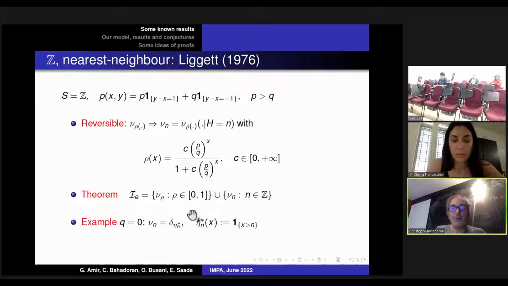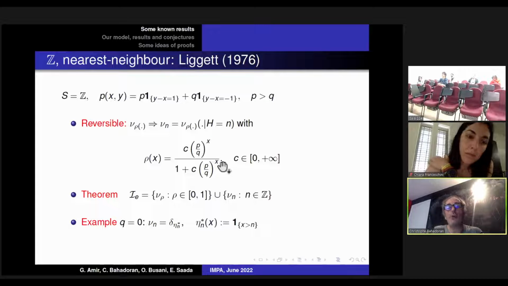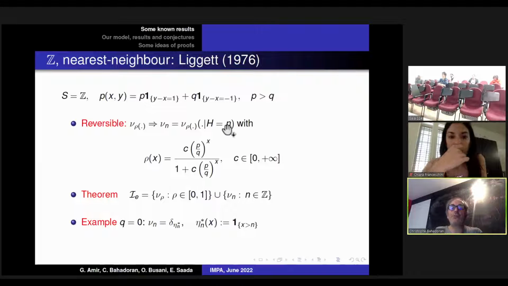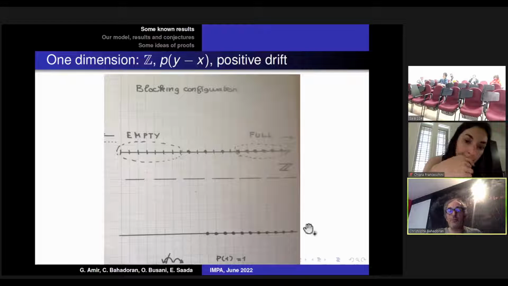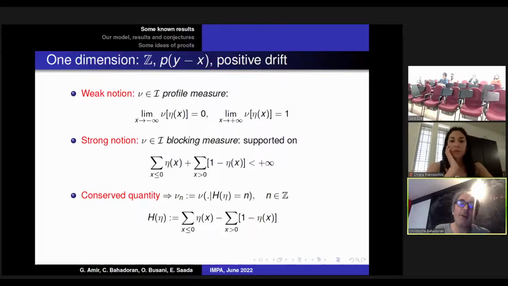You have the homogeneous measures, and you have a family of measures which are in fact shifts of one measure. You take this one, you condition it with respect to the conserved quantity. The constant C doesn't play really a role. If you change it, it will just amount to shifting all the measures. Okay? And the simplest example is if you can just go to the right one unit, then you get as invariant measures the shifts of these configurations.